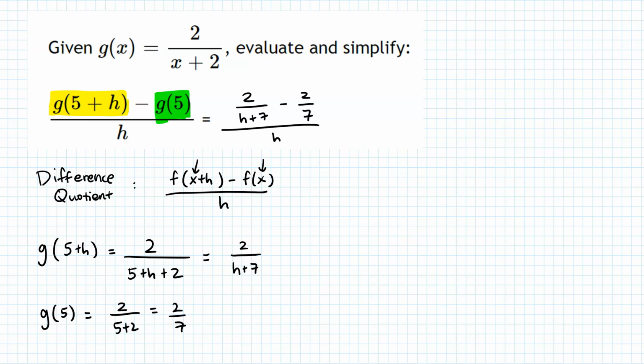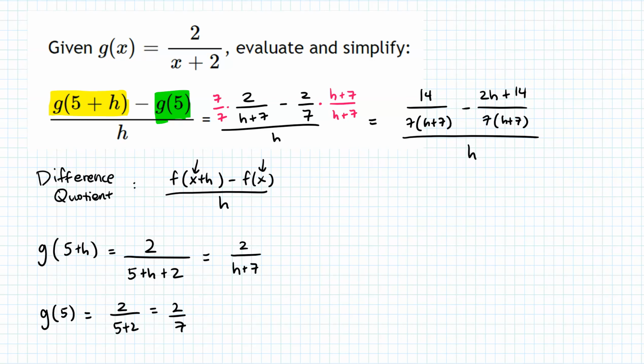So now I want to find a common denominator. I'm going to multiply this fraction by h plus 7 over h plus 7, and I'm going to multiply this fraction by 7 over 7, so that we can get a common denominator. If we do that, I get 14 over 7 times h plus 7, minus 2h plus 14 over 7 times h plus 7, all divided by h.